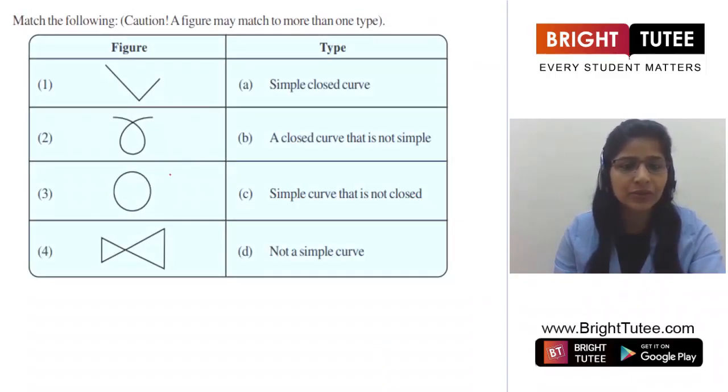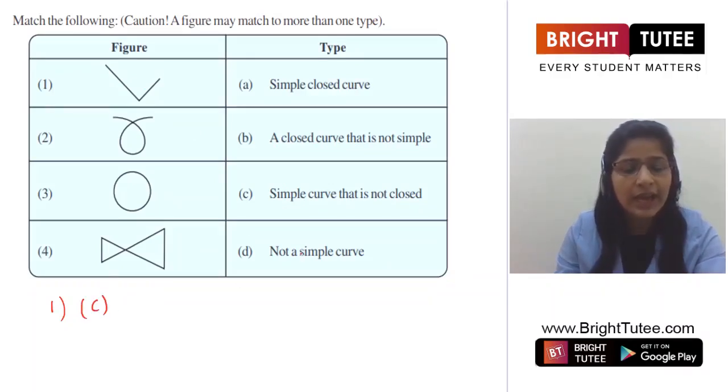Here is a table given to you and you have to match the following. Like first is given a figure and you have to match the type of it. So let us see all the options. Now the first option says simple closed curve. So it is not at all closed, as you can see in the figure. The second option is a closed curve, that is not simple but it is not closed. The third one, simple curve, and that is not closed. So yes, C should be the option for the first one, and D is not a simple curve, but yes, it is a simple curve. No lines are crossing here.